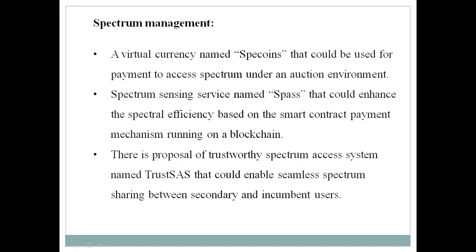For spectrum management, the blockchain can be used also. A virtual currency named SPECoins could be used for payment to access spectrum under an auction environment. A spectrum sensing service named SPAS could enhance the spectral efficiency based on a smart contract payment mechanism running on a blockchain. Also, there is a proposal for a trustworthy spectrum access system named TrustSAS, and it could be used to enable seamless spectrum sharing between secondary and primary users.